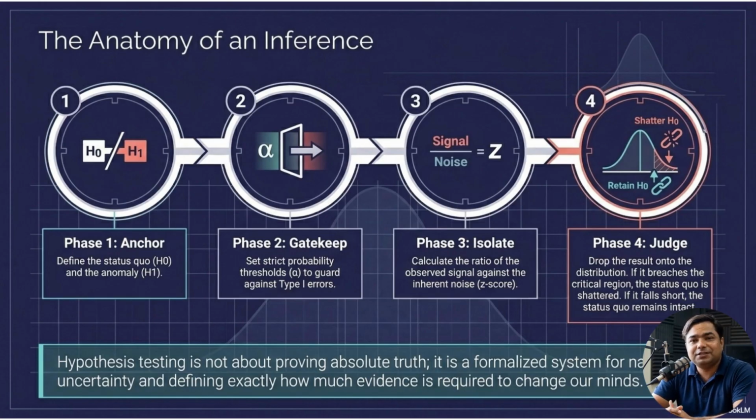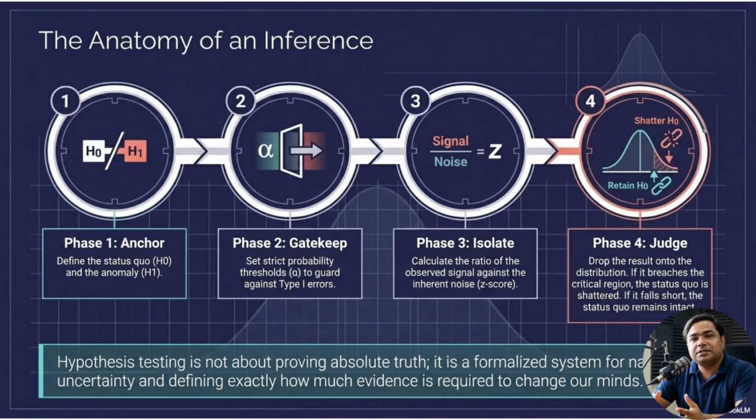Phase 3, isolate. We calculate the signal to noise ratio. In this lesson, that ratio was the z score. The signal was the difference between the sample mean and the population mean. The noise was the standard error, or the expected random variability. Phase 4, judge. We compare the calculated z score with the critical value. If the calculated value enters the critical region, we reject H0. If it does not enter the critical region, we fail to reject H0.